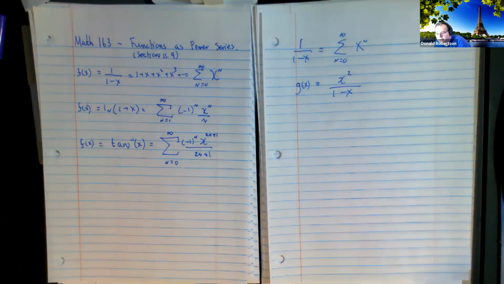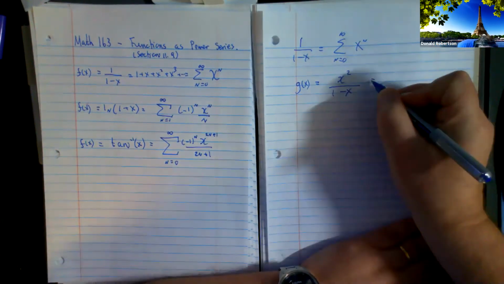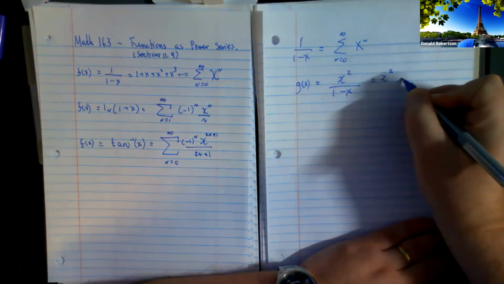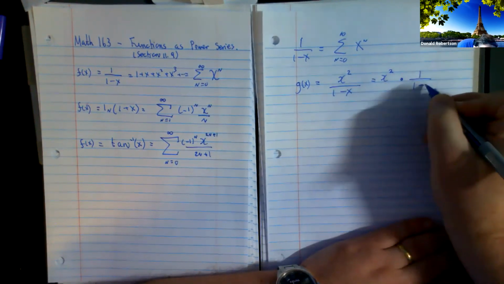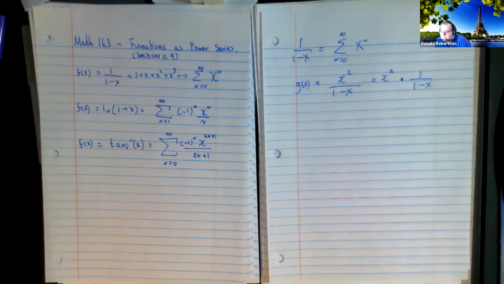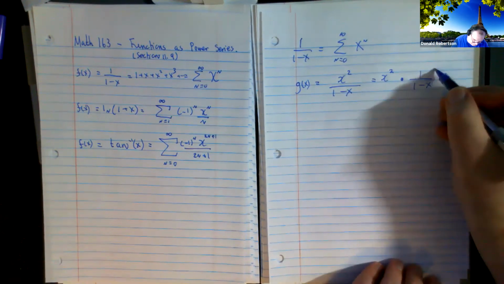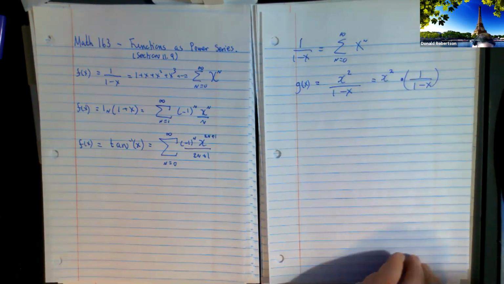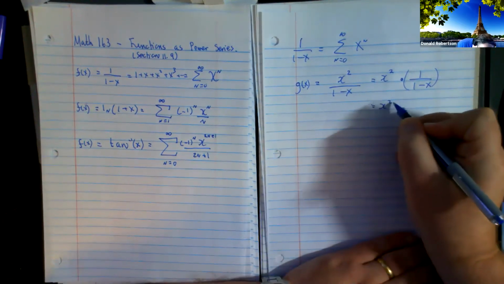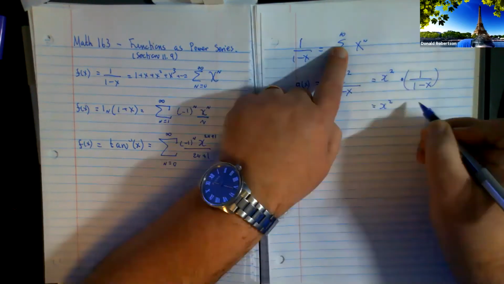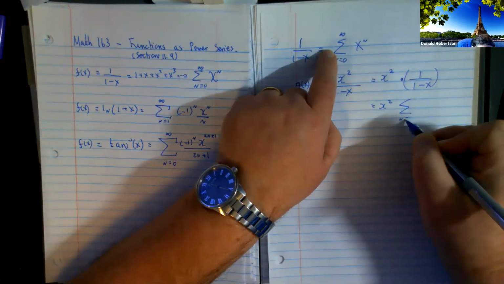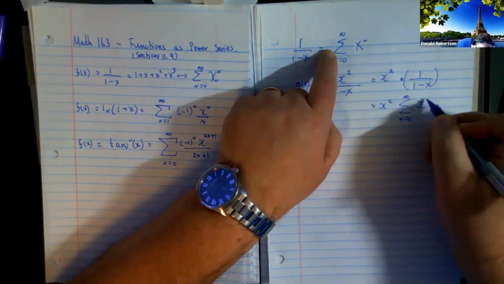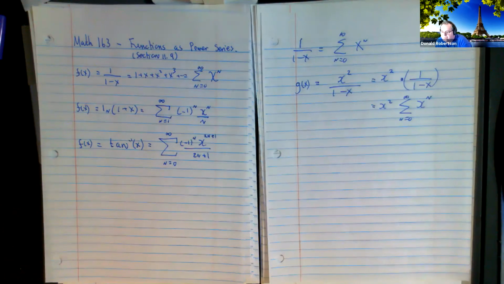Now, this is a different situation. I'm going to think of this as being x squared times that guy, which then becomes x squared. Oh, that guy, I don't even need a substitution. We have that. Style points.